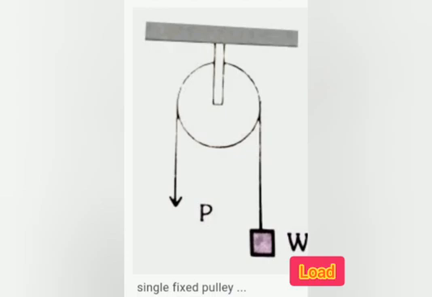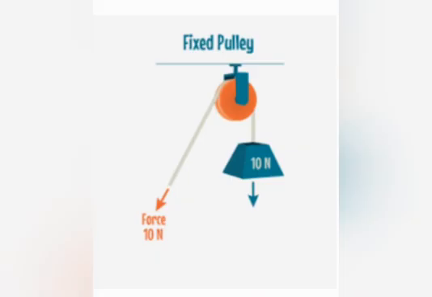But the main advantage of a pulley is that it allows us to apply the force downward, towards gravity. Children, it is easier to apply a force in the downward direction than in the upward direction because we can use our own weight in order to apply effort. Here we will discuss two types of pulley: single fixed pulley and single movable pulley. Single fixed pulley.